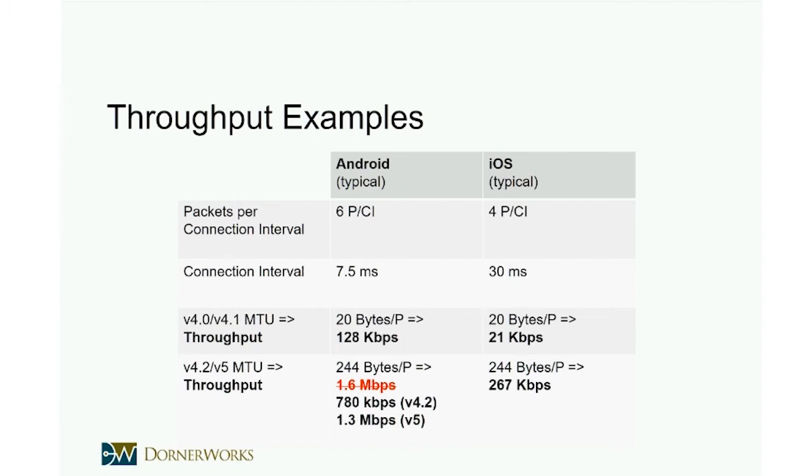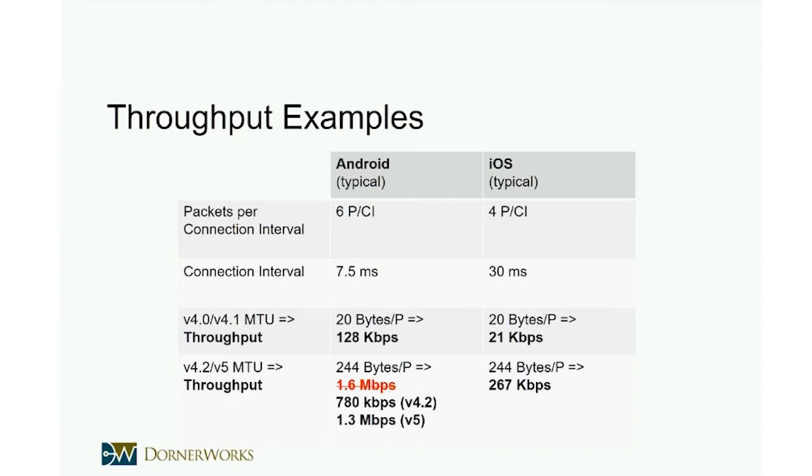Now, version 5, using the 2 megabit PHY, you can get 5 packets per connection interval, which gives you that 1.3 megabits per second. Now, this is a theoretical maximum. Obviously, phones have other things to do, right? So they are going to limit you, and they usually limit you based on connection interval, to say, hey, my OS is running too many things, I can't keep up. So I'm only going to support 50 millisecond connection intervals.